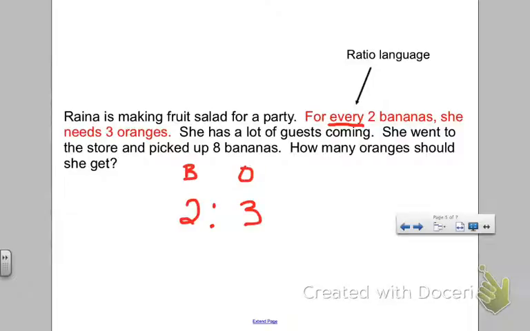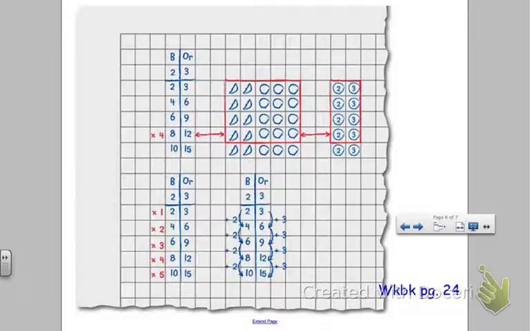And let's see. She now is picking up 8 bananas at the store. And we want to know how many oranges should she get? If she wants to make that fruit salad, she better keep that ratio of bananas to oranges the same. She doesn't want more bananas or more of a banana flavor than an orange flavor, or vice versa. She wants that ratio of bananas to oranges to be the same. So let's take a look at what this looks like in a linked rate table, in a ratio table.